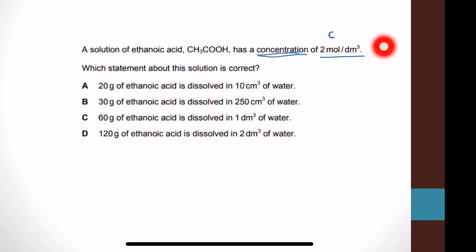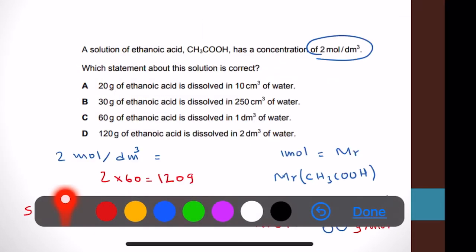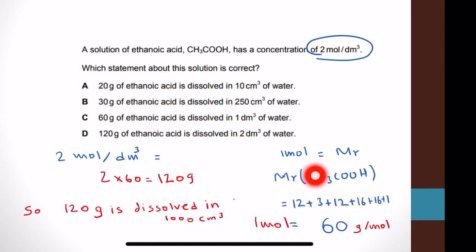First of all, we will check how many grams of ethanoic acid are in 2 mole per cubic decimeter. To find that out, we will calculate how many grams 1 mole has. 1 mole is equal to the molecular mass expressed in grams, right? So first of all, we will find the molar mass of ethanoic acid to check how many grams are present in 1 mole. One mole is equal to the molecular mass. We have to calculate the molecular mass by adding the atomic masses of each element together. So this is 60 gram per mole.